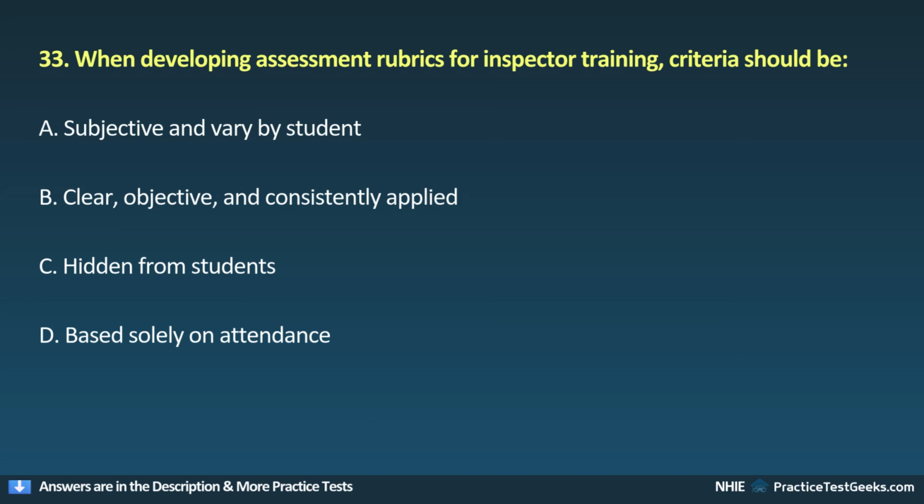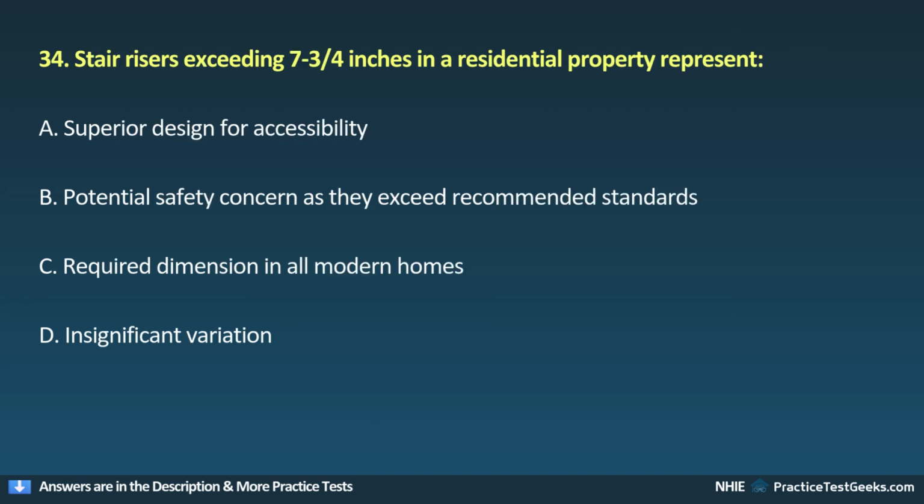33. When developing assessment rubrics for inspector training, criteria should be A. Subjective and vary by student. B. Clear, objective, and consistently applied. C. Hidden from students. D. Based solely on attendance.